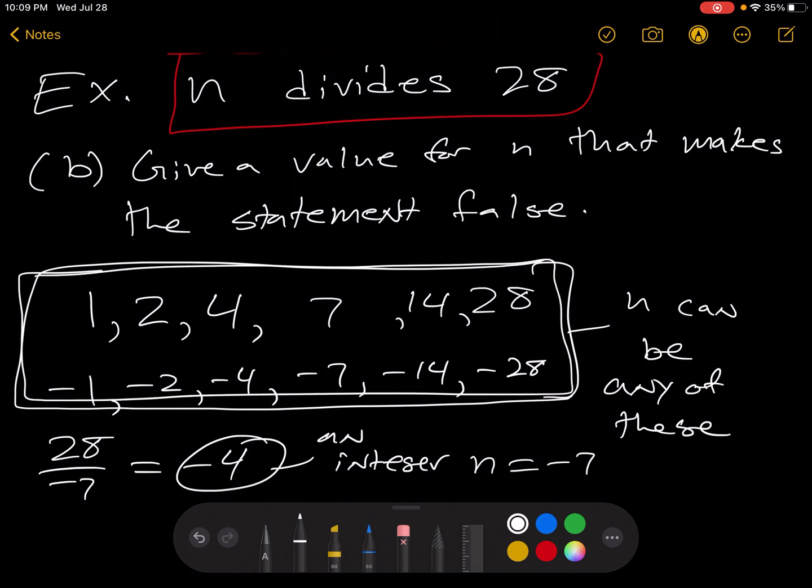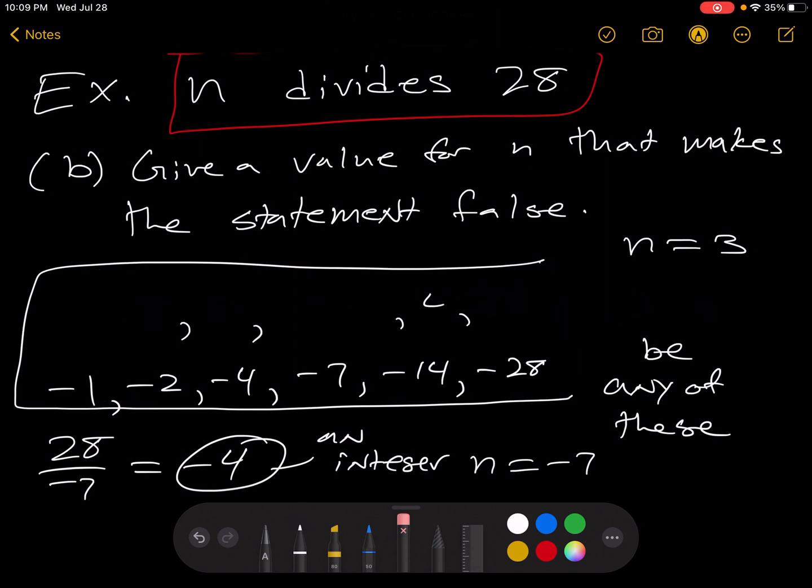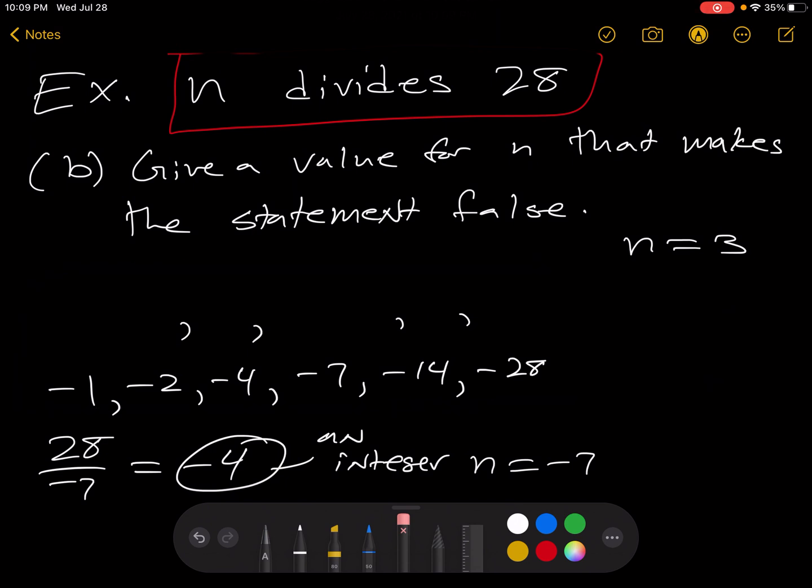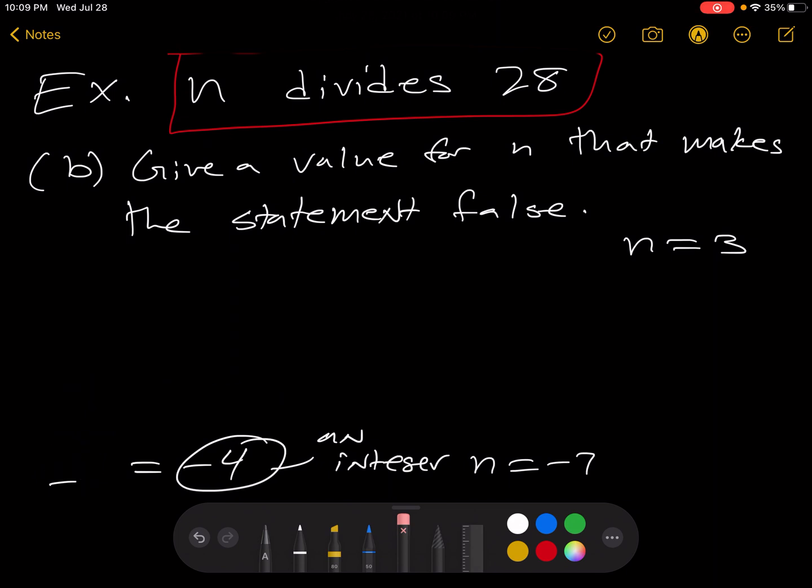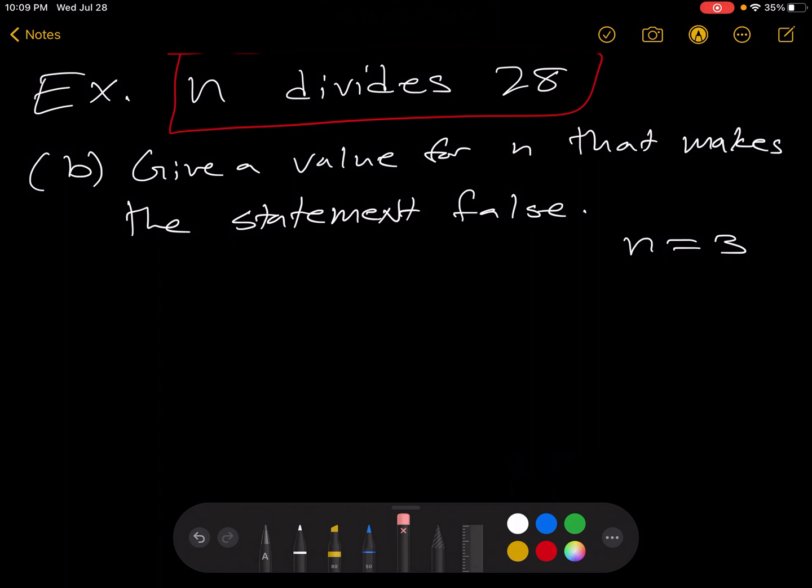So let's pick one. Let's say n equals 3. Why does n equals 3 make this statement false? This is because 28 over 3 is not going to be an integer. Let's figure out what that 28 over 3 is.